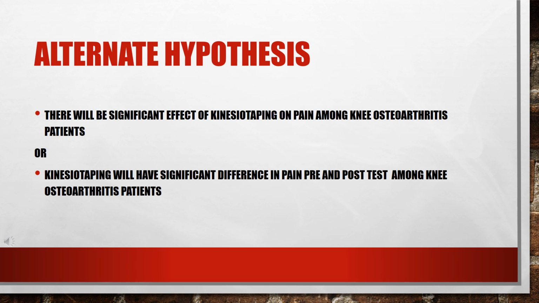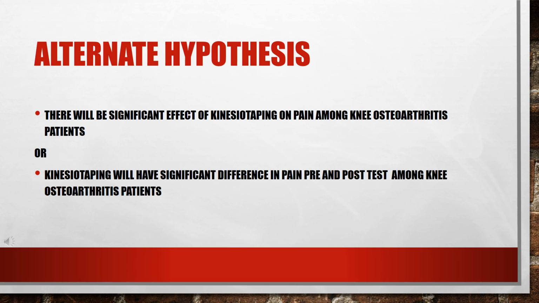You can also frame it in another manner, like there might be significant effect. It's not like you always need to write the words there will be significant effect. You can use the words like there might be significant effect of kinesiotaping on pain among knee osteoarthritis patients. But the important thing is that you need to mention the significant effect or difference or association. You need to mention the independent variable. You need to mention the dependent variable and the patient population.